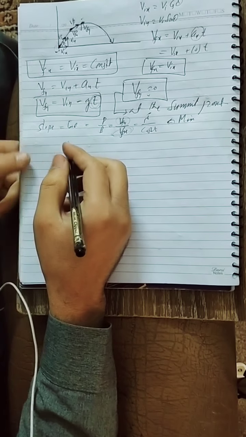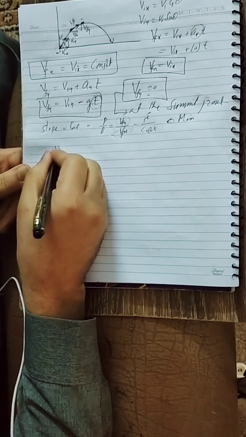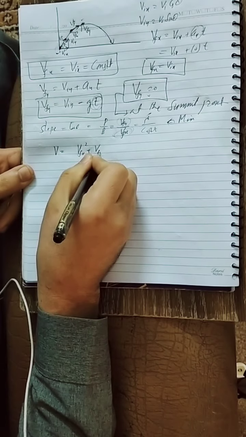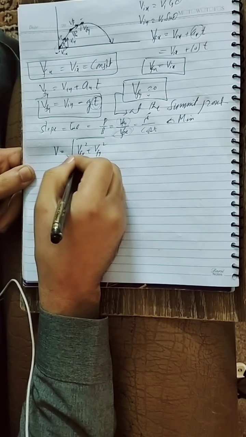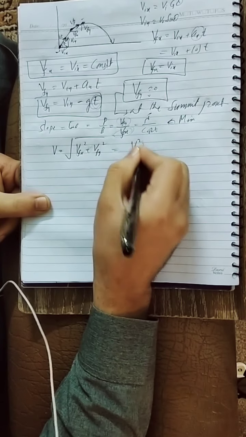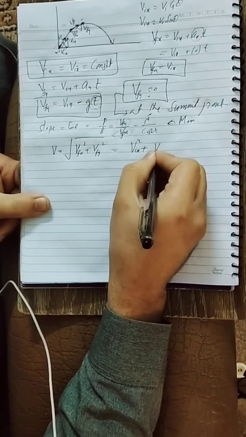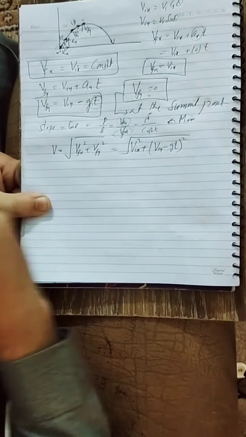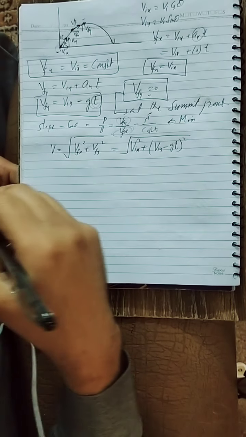Now if we talk about the total velocity, remember, total velocity is equal to the square root of Vfx square plus Vfy square. This is the Pythagoras theorem. So what is Vfx? Vfx is equal to Vix square. And what is Vfy? Vfy is (Viy minus gt) whole square. Okay, this is the total final velocity.